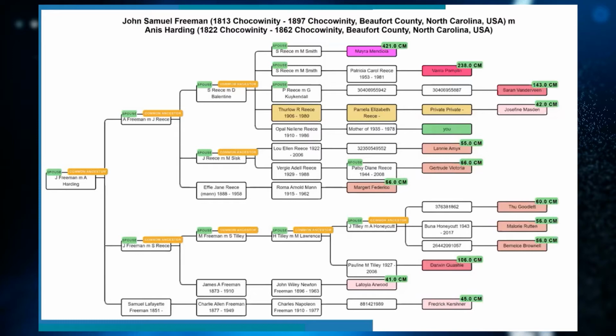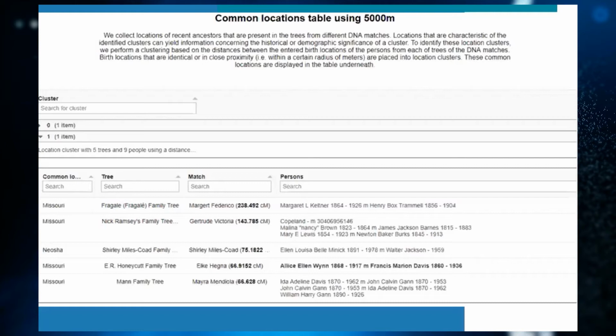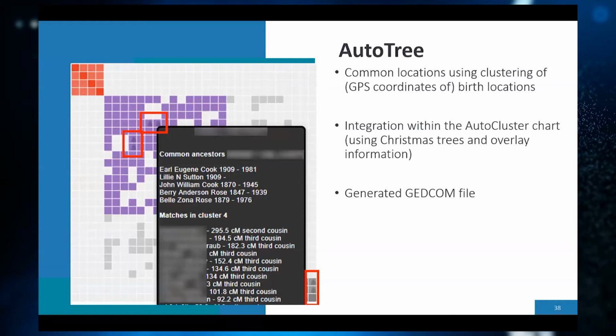Well, another thing that we did was we looked for common locations. So you can imagine that there are some ancestors linked to DNA matches that have common locations. So we look at the birth locations of the persons of DNA matches, and then we look for commonality, so the same birth locations. So we make big tables, and we show those tables to the user, and we integrate the common ancestors. We integrate those in the autocluster tool as well.